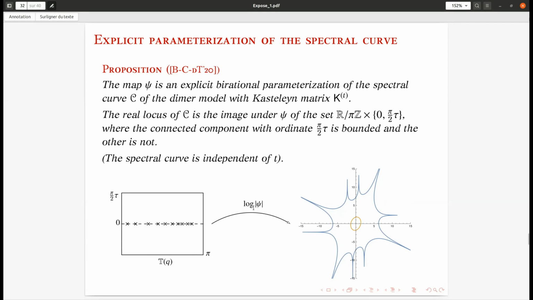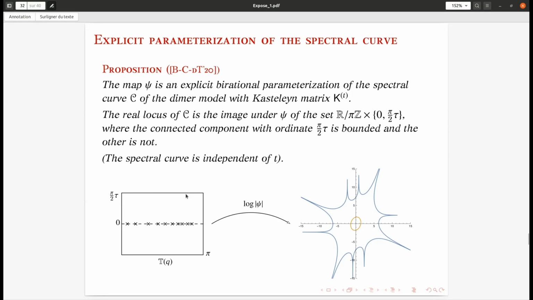So here I've drawn log of modulus of psi, meaning I've drawn the amoeba. And so the torus with this map psi is sent to the curve. So it's another way of seeing your curve because it's a birational parameterization. So it's a smooth map between the two. And so it's actually quite precise.